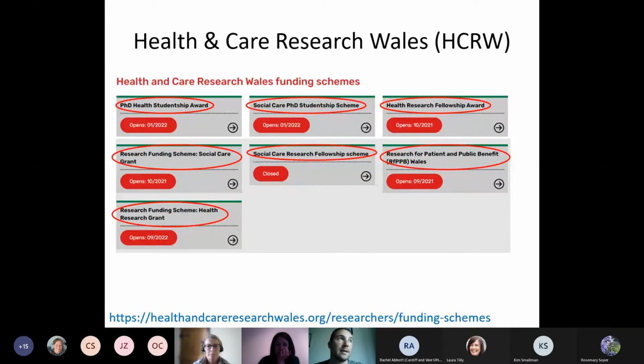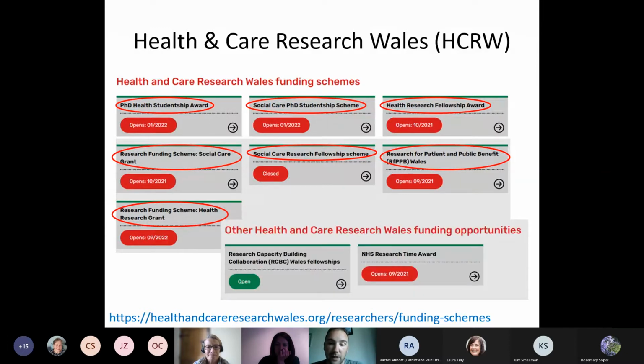So feasibility studies, qualitative studies, smaller research projects can be funded by that. And this call opens every year in late summer, and the deadline is sometime in October or November. And there are a few other grants, such as the NHS Research Time Award, which is for people working in the NHS, and it funds a proportion of your time to develop further research applications and engaging research activities.